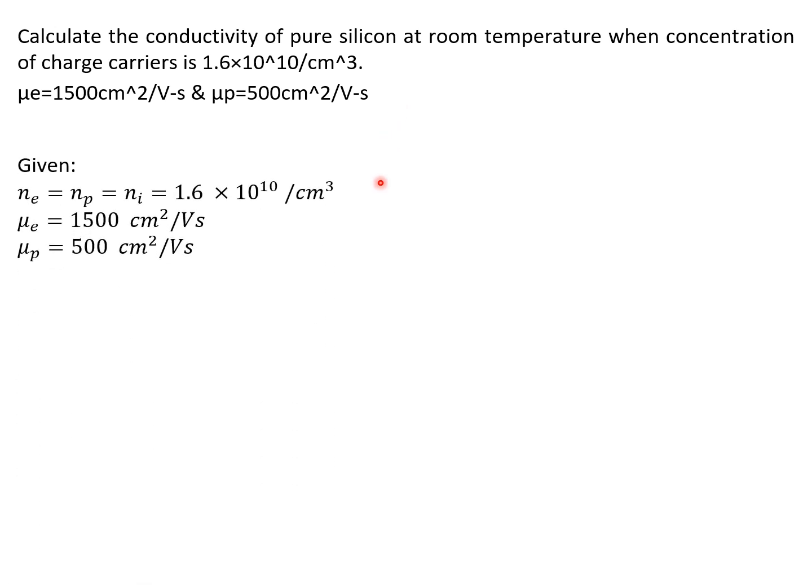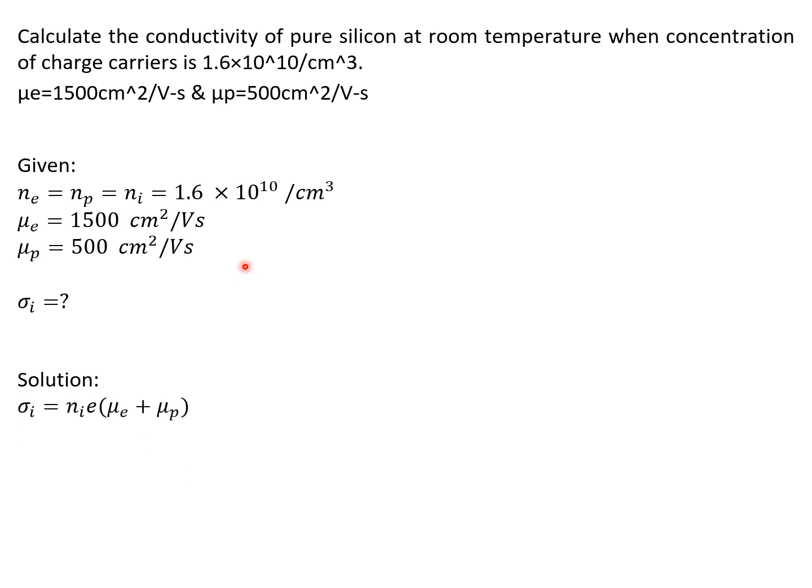So here again the given data is summarized. Concentration of electrons and holes which will be equal because the semiconductor is intrinsic semiconductor. It is 1.6 into 10 raised to 10 per centimeter cube. Mobilities of electrons and holes are given as shown. What we need to calculate? Conductivity of intrinsic silicon. So let us solve.